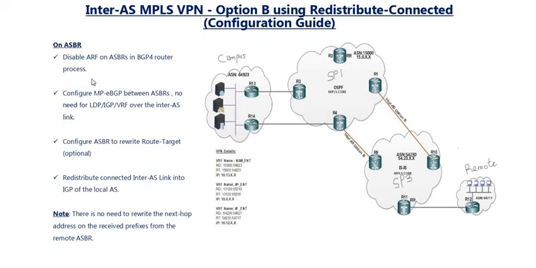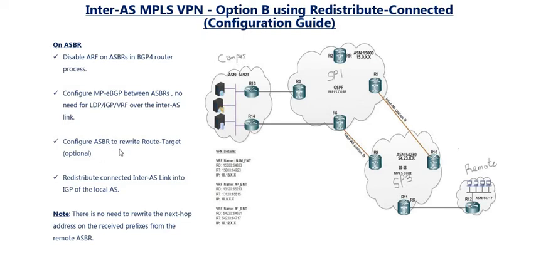First, you need to disable the automatic route filtering feature on the ASBR in the route process for BGP. You also need to configure the multi-protocol eBGP between the ASBRs. In this case, there is no need to enable LDP or any form of IGP or VRF on the inter-AS links that are connecting the ASBRs of each of those ISPs.